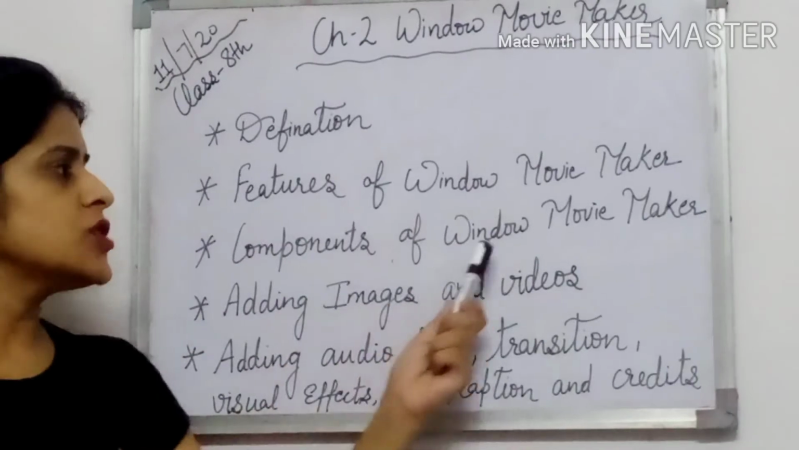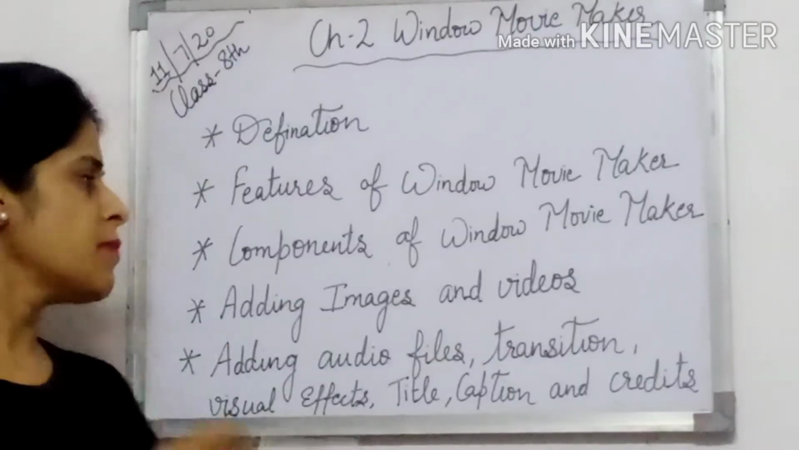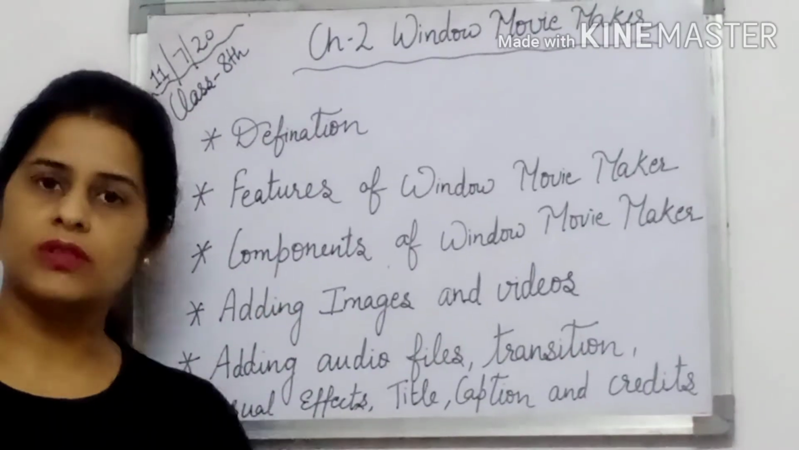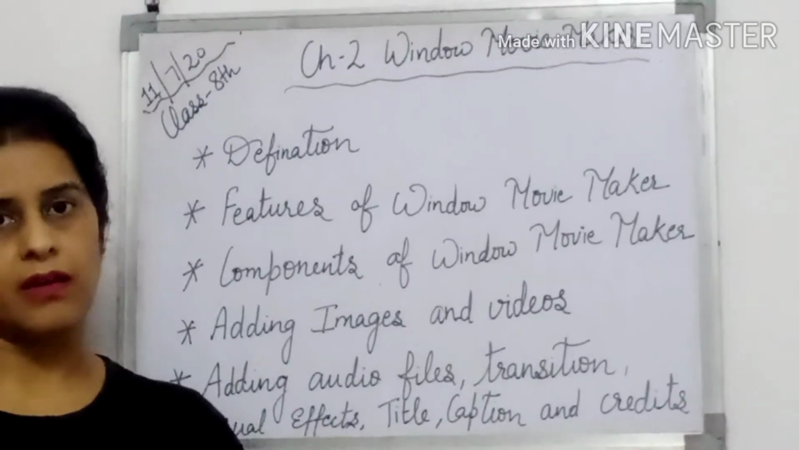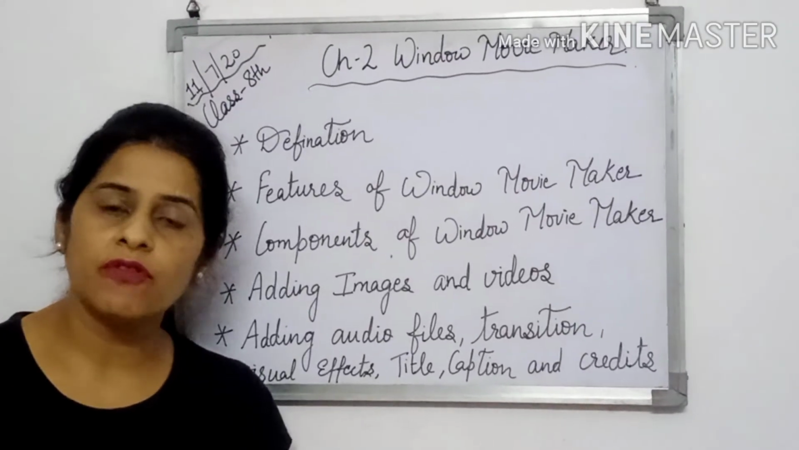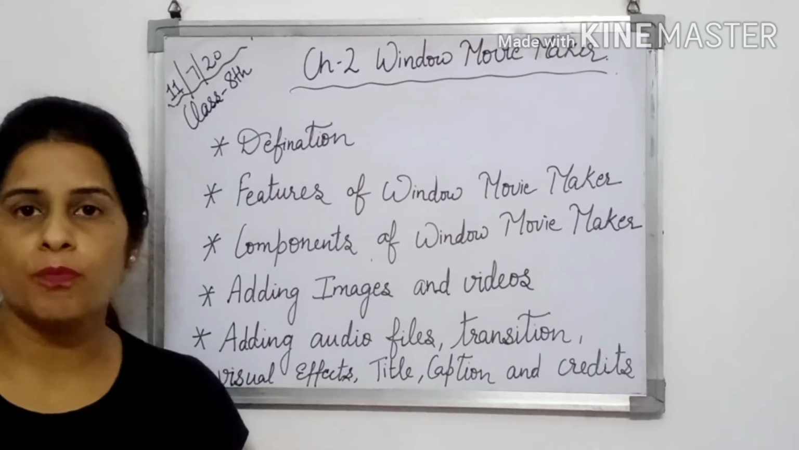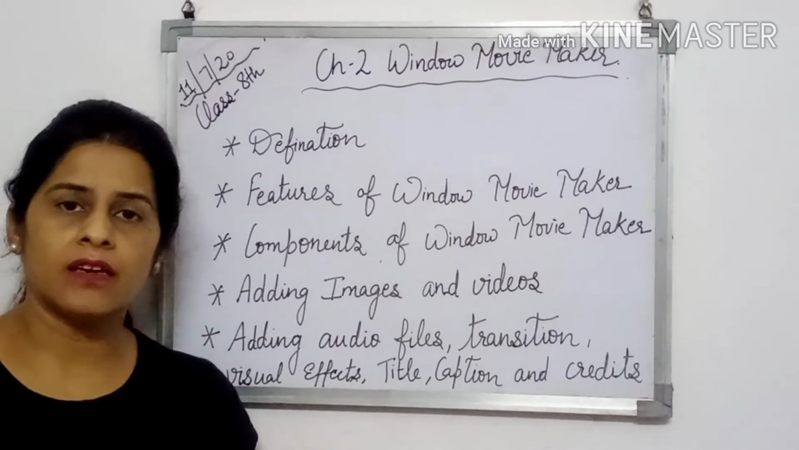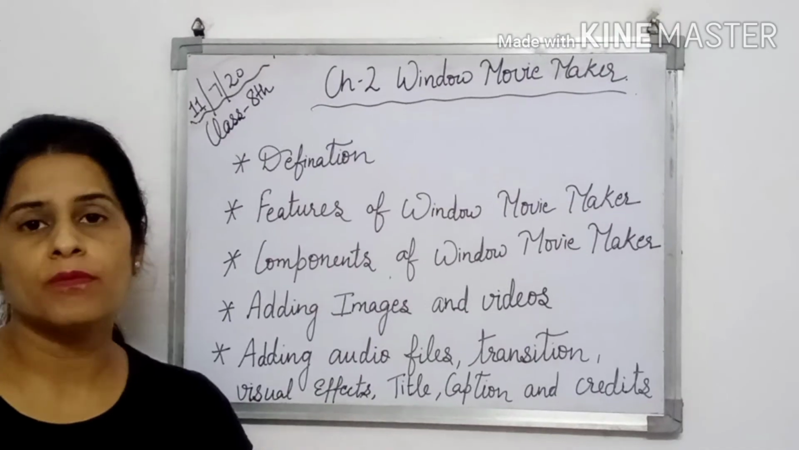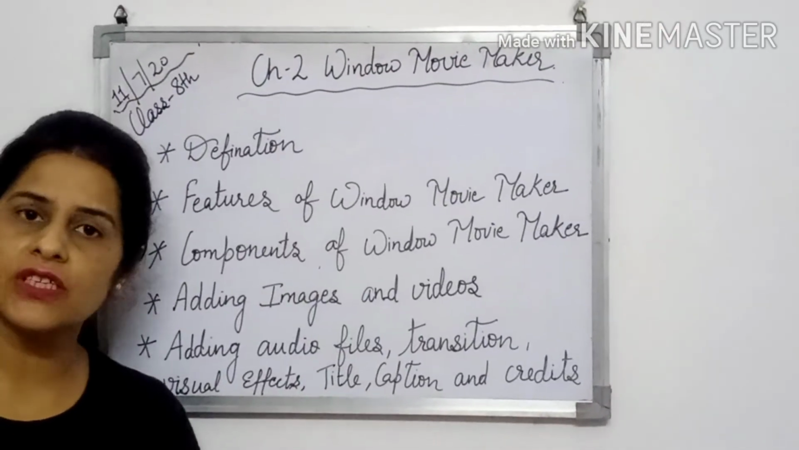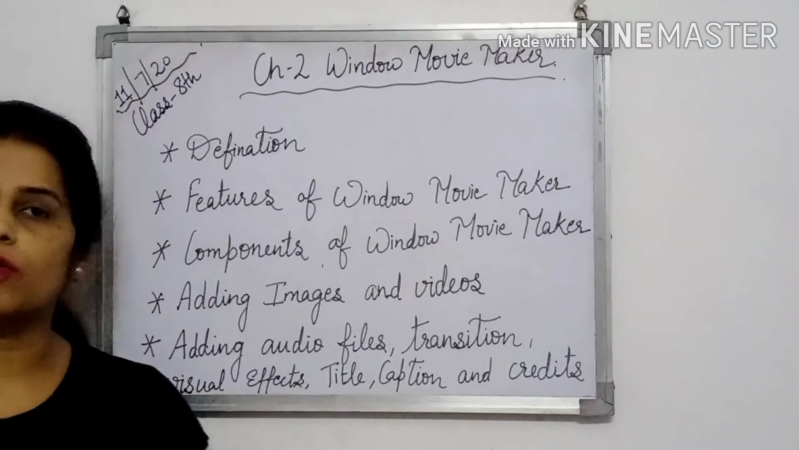Next, components of Windows Movie Maker. In my yesterday lecture, I told you about the various components like the title bar, storyboard, preview pane, and zoom in and zoom out. All these I told you as components of Windows Movie Maker.